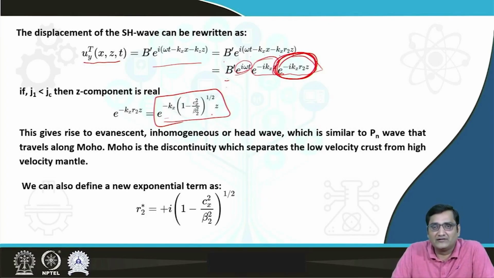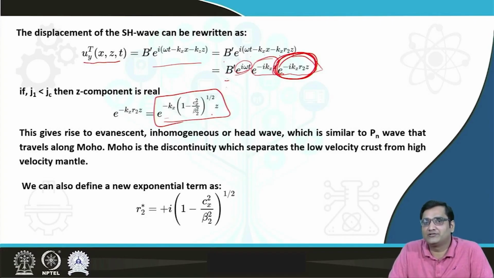So the MOHO is the discontinuity which separates the low velocity crust from the high velocity mantle. Along that particular boundary, there is a wave that travels known as the PN wave, and this PN wave is similar to the evanescent or the inhomogeneous or the head wave.